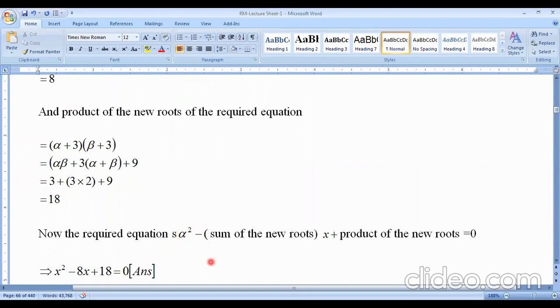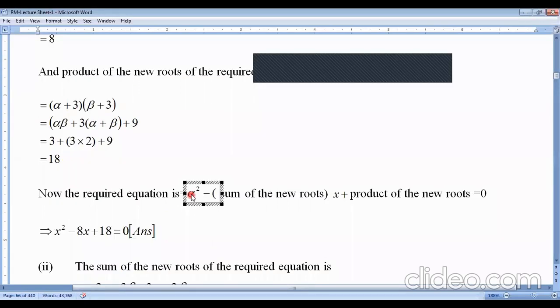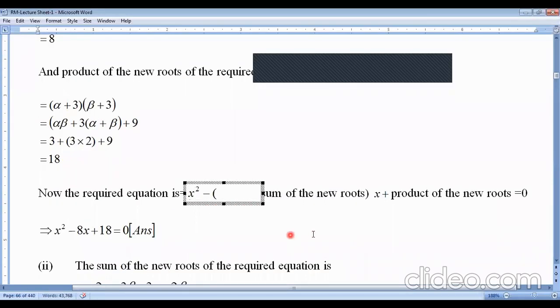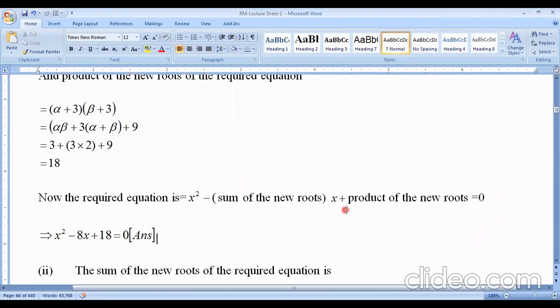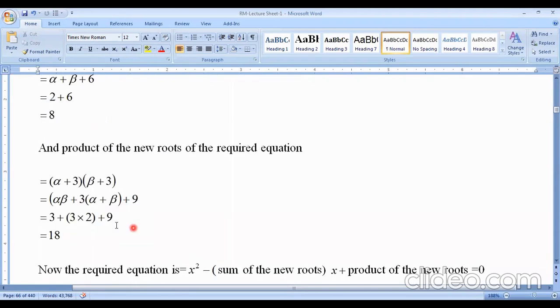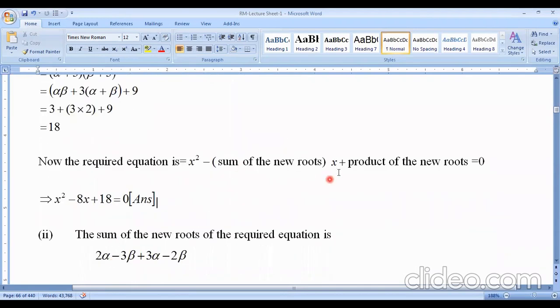Now the required equation is x square minus sum of the new roots into x plus product of the new roots equals 0. This is the formula for the formation of an equation. Sum of the new roots is 8, so 8 into x, and product of the new roots is 18, equals 0. This is the new form of the equation. This is the result.